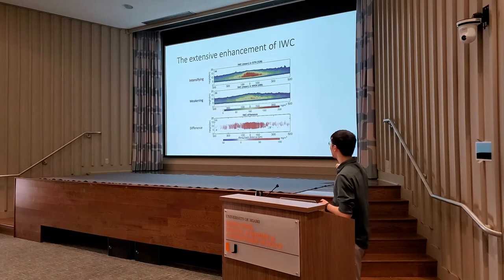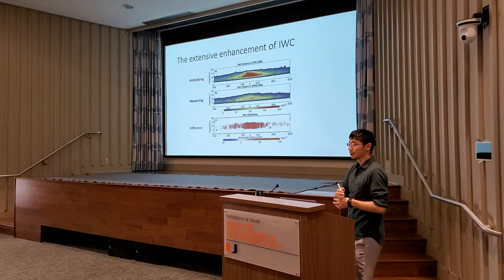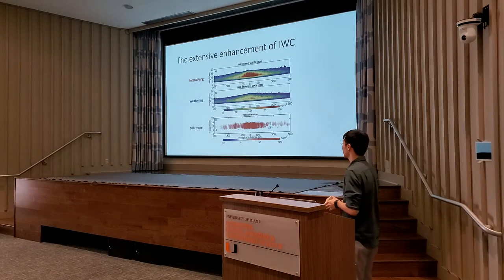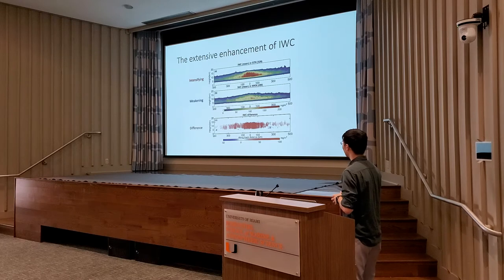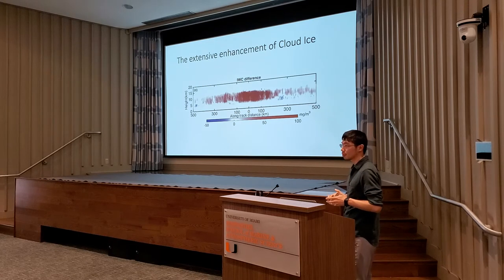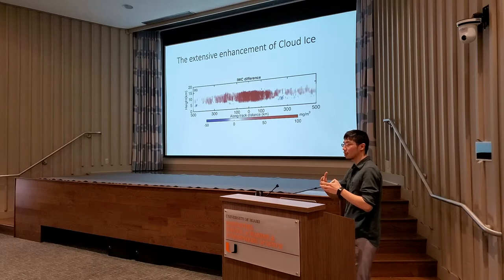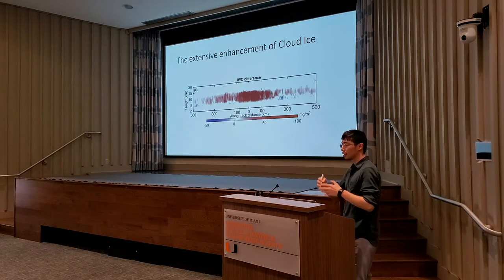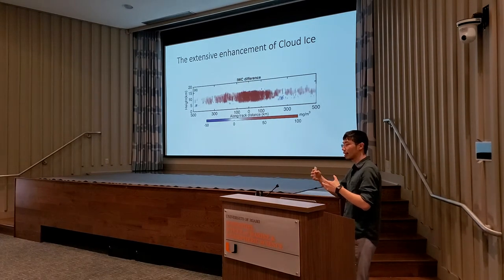So if you remember the plot I showed at the beginning, this is the composite of ice water content for intensifying and weakening TC. If you focus only on the ice water content differences, we'll find that the enhancement of cloud ice water content is spread out across the entire domain. So we suspect that this enhancement of cloud ice may not only be the indicator for TC intensification, maybe this enhancement also provides extra radiative heating from clouds for the cyclone to intensify.